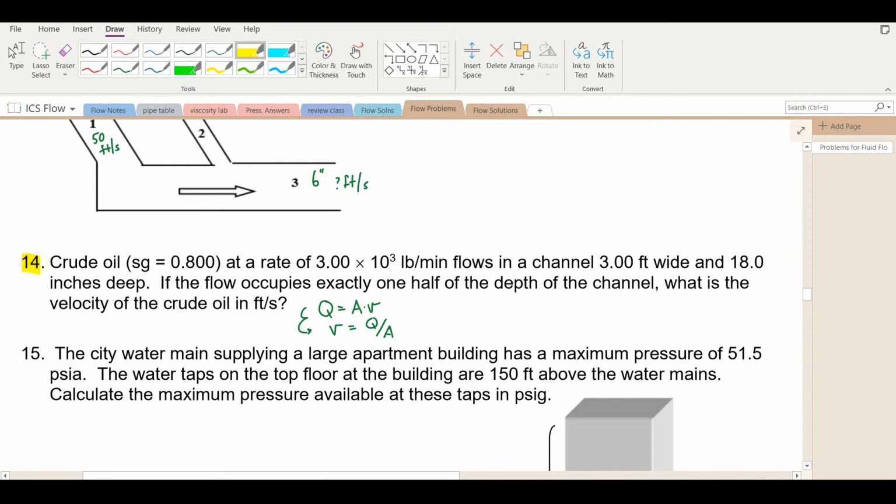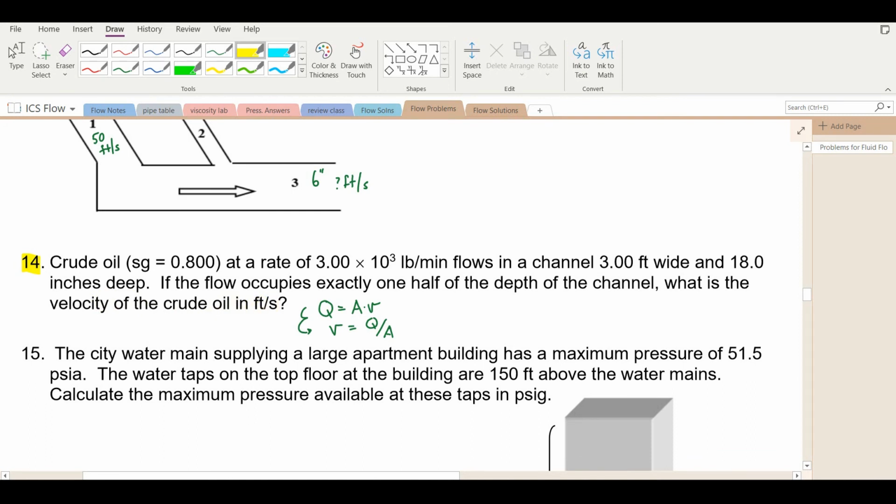Problem number 14 says that crude oil with a specific gravity of 0.8 at a rate of 3,000 pounds per minute flows in a channel that is 3 feet wide and 18 inches deep. If the flow occupies exactly 1/2 of the depth of the channel, what is the velocity of the crude oil in feet per second?